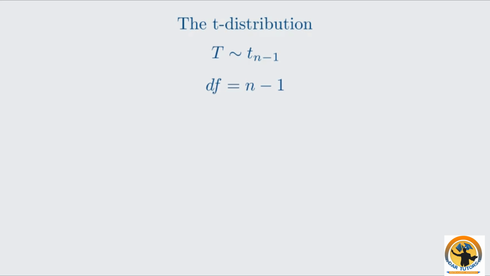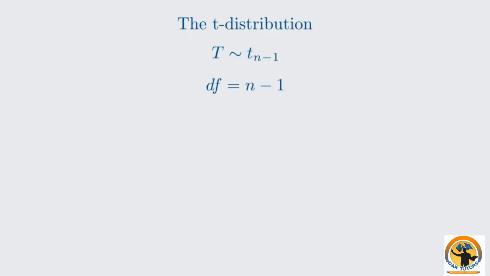So as a rule, when we use the sample standard deviation S to estimate the population standard deviation sigma, we use the t-distribution with n minus 1 degrees of freedom. This is a fundamental rule to remember in this topic. A key property is that as the sample size n, and therefore the degrees of freedom df, increases, the shape of the t-distribution becomes more and more like the standard normal distribution. For very large sample sizes, typically n greater than 30 or 40, the t-distribution is almost indistinguishable from the standard normal distribution.